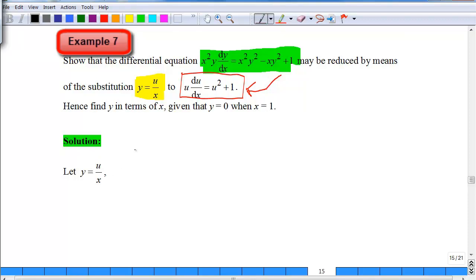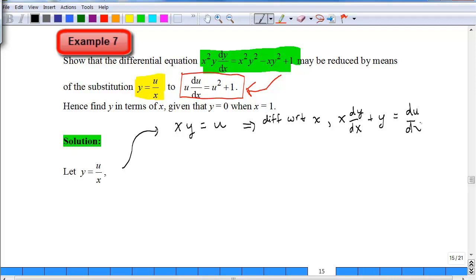From y equals to u over x, you could write it in this way, xy equals to u. Now differentiating with respect to x, you will have x dy dx plus y equals to, u now is a variable, so differentiating u with respect to x, you will have du dx.